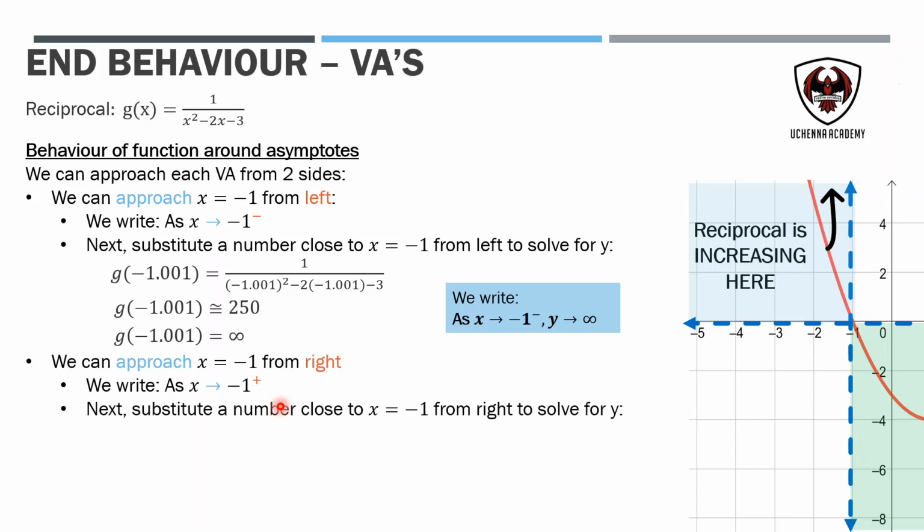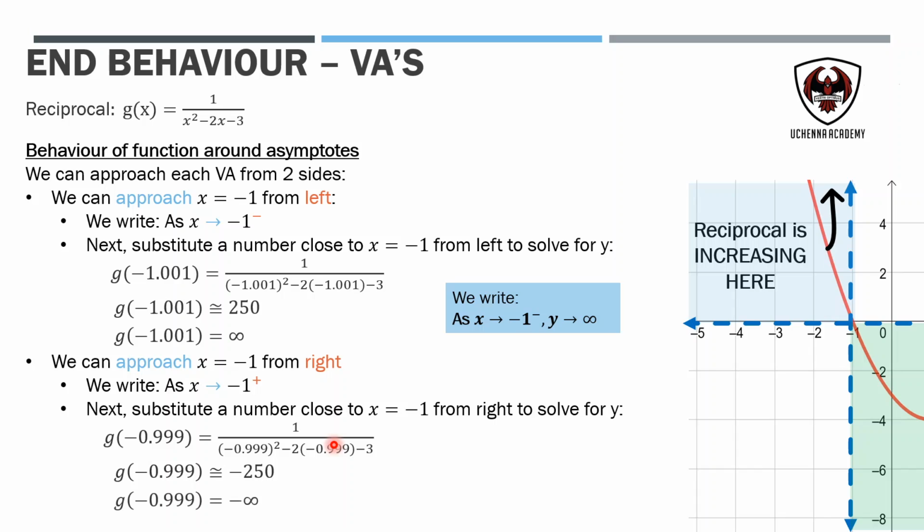Here's the notation for it. I think I'll pick -0.999. That's very close to -1 from the right. If I plug that into my calculator for x, I get approximately -250 for y, and I'm going to call that -infinity. I'm going to write as x approaches -1 from the right side, y approaches -infinity.